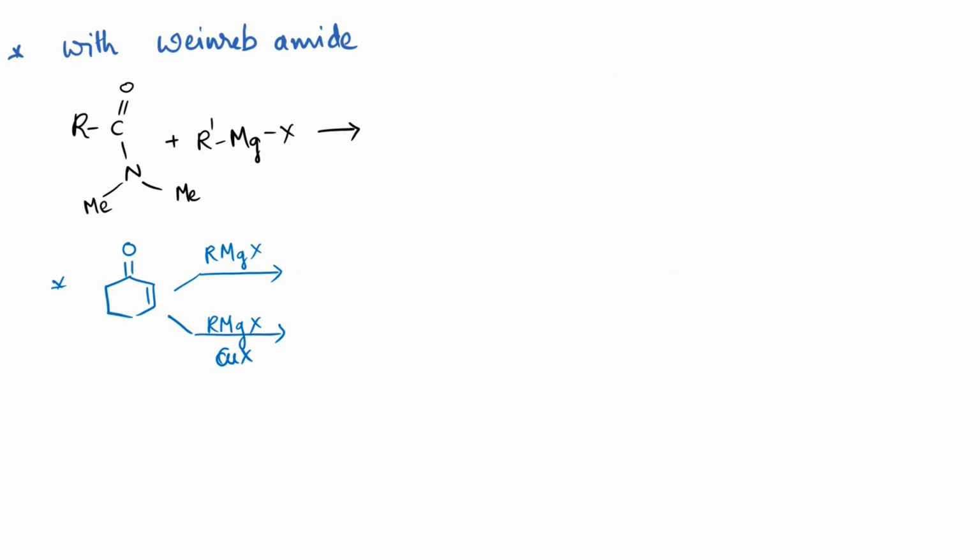Next is when you treat them with Weinreb amide. This Weinreb amide is a specific type of amide where we have a keto amide group bonded with nitrogen containing 2 methyl groups. So an N,N-dimethyl amide kind of compound is considered to be a Weinreb amide. When you treat a Weinreb amide with Grignard reagent, we observe the breaking of the nitrogen and carbon bond of the carbonyl carbon, leading to the formation of a ketone.